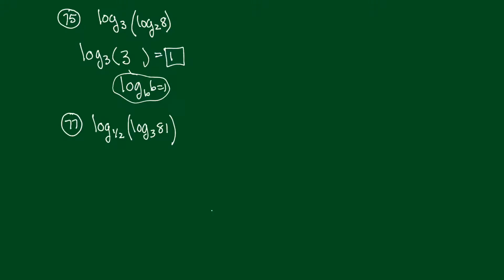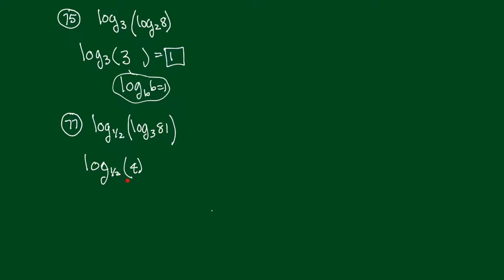Now again, in 77 here, we've got the log of a log. We've got a fractional base this time. Let's see what happens. I'm going to work from the inside out. The log base 1/2 of, okay, so what have we got here? The log base 3 of 81. So that's an exponent. Exponents go on bases. So I've got to think, what exponent would I put on 3 to get me to 81? Well, 3 squared is 9. 3 cubed is only 27. 3 to the fourth takes me up to 81. So this is 4.